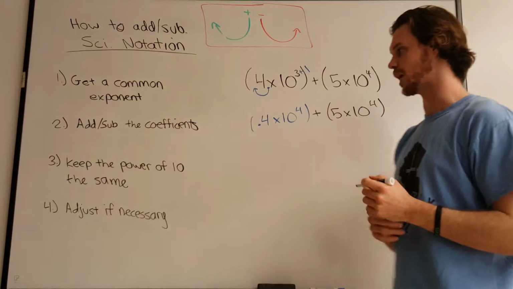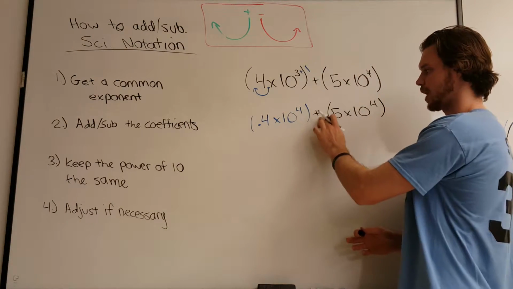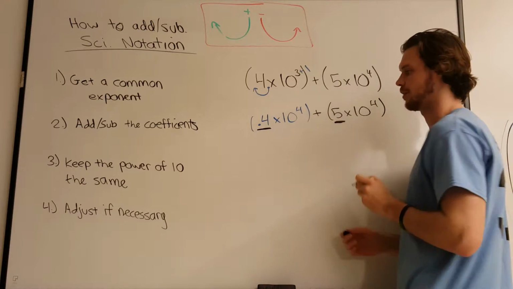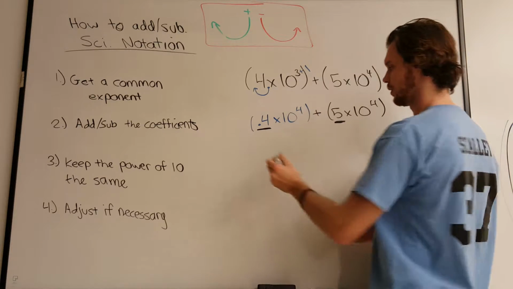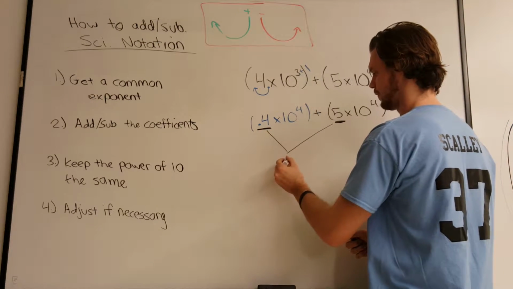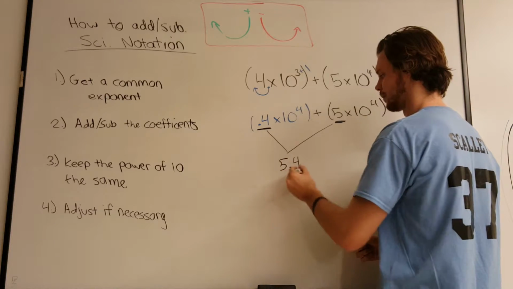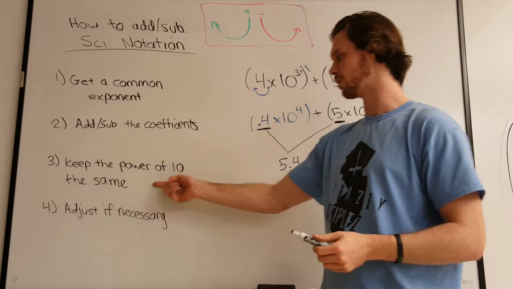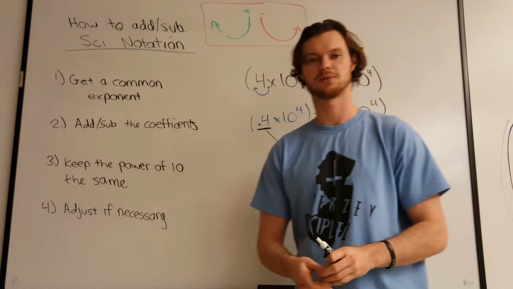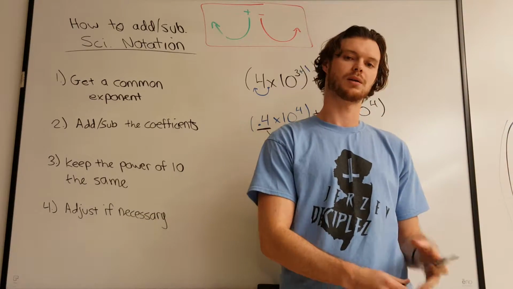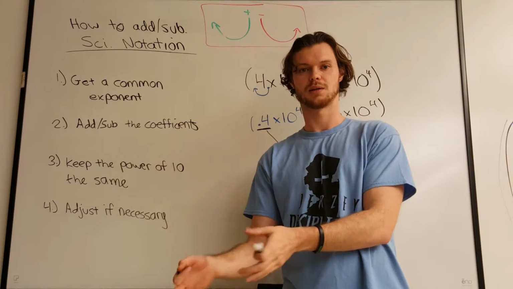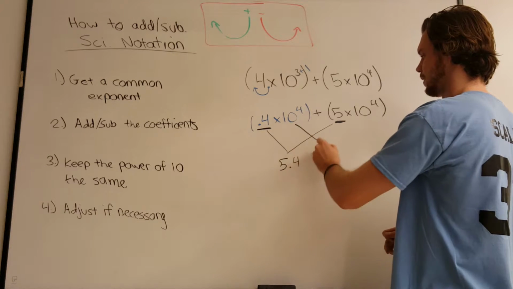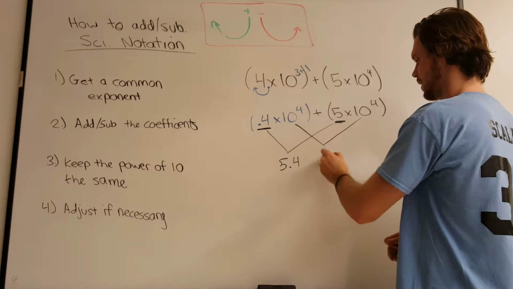Step 2, add or subtract the coefficients. This problem we're adding, so we're going to add the coefficients. So I'm taking 0.4 and 5 and adding them. Well, 5 and 0.4 is just 5.4. Step 2, complete. Step 3, keep the power of 10 the same. Remember how I just related it back to fractions? Once you get a common denominator, that denominator stays. Well, once I get a common exponent, 10 to the fourth, that's going to stay. So this is times 10 to the fourth.